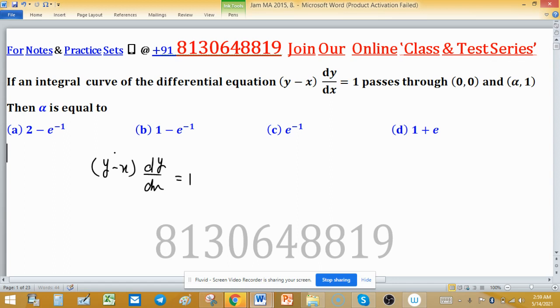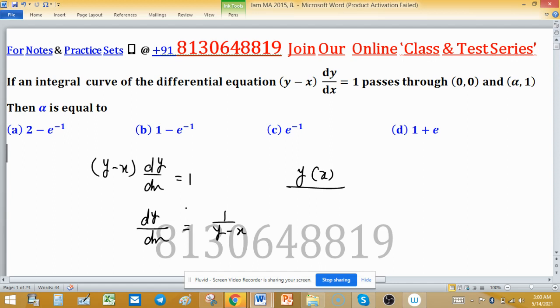Integral curve means solution curve, a function of y, because y is the dependent variable, so its integral curve will be y as a function of x, that will be the solution curve. The purpose of this question is very easy, but sometimes it may confuse you, because if you write dy over dx equal to 1 upon y minus x, then you cannot separate variables, so the variable separable method you cannot apply.